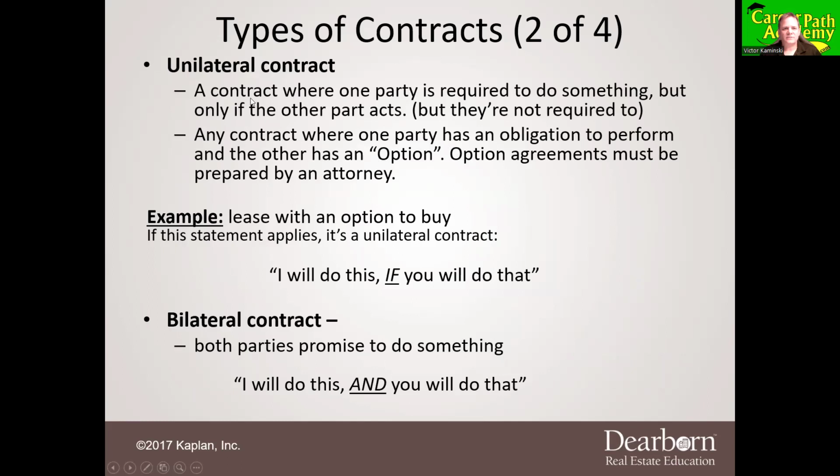Unilateral contract, let's get to that definition. I had the better definition here. A contract where one party is required to do something, but only if the other party acts, but they're not required to. I use the word party a lot less to explain the same thing as the book did, right? How many times did they use the word party? Party, party, party, one party to the other party, and you're like, what? Let me read that again. What did I just read? It's a contract where one party is required to do something, but only if the other party acts, but they don't have to.